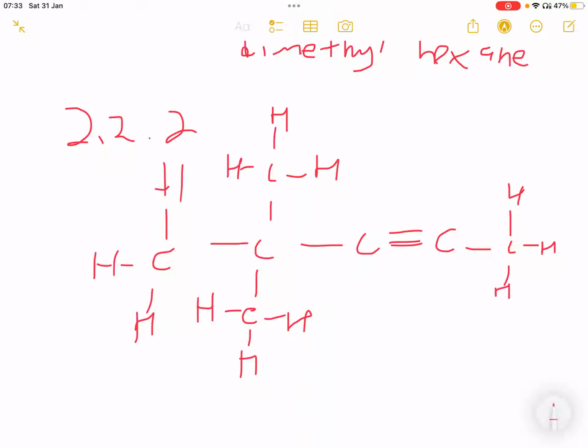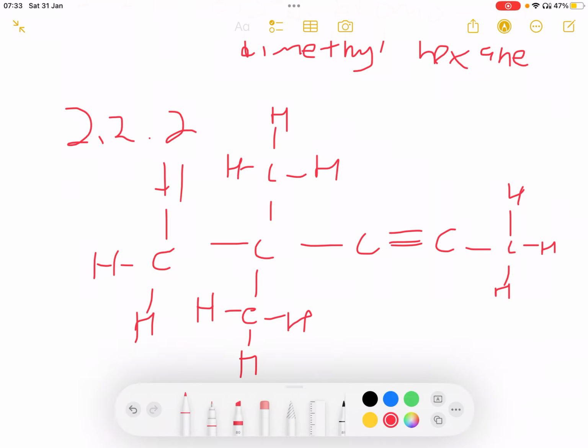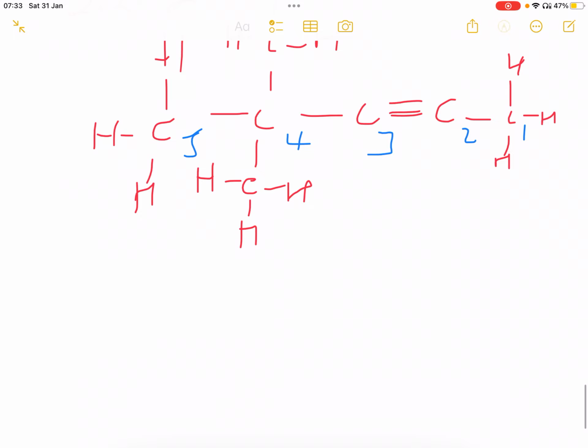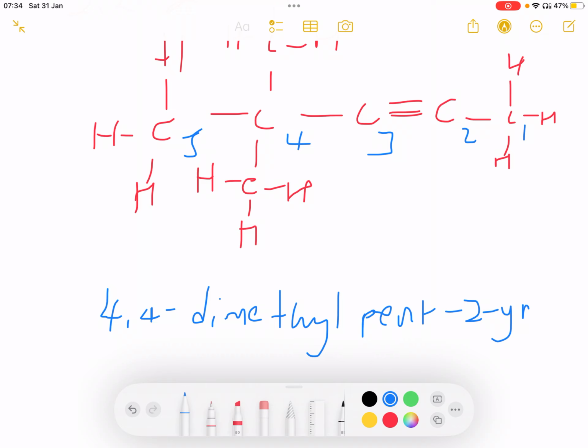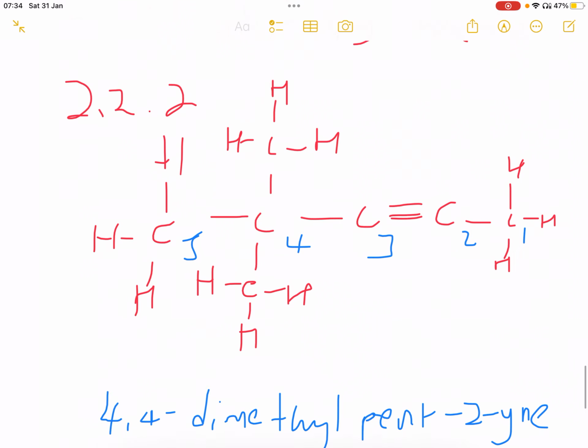Now we want the name. Right, so we have to do the naming. 1, 2, 3, 4, 5. Now, there's a clear indication of a 4,4-dimethylpent-2-yne, because this is an alkyne.